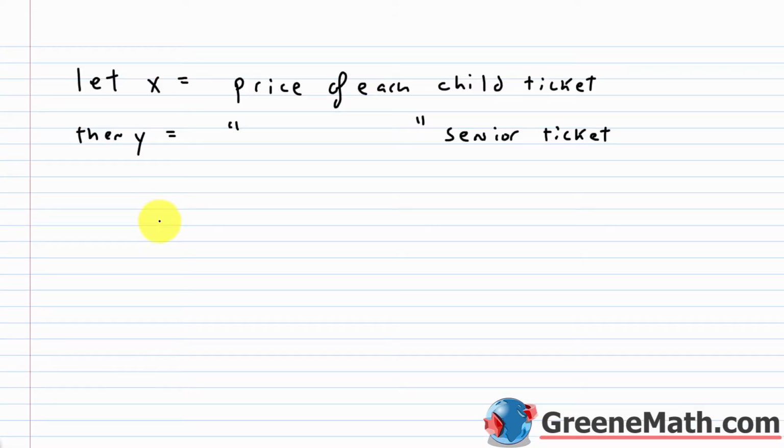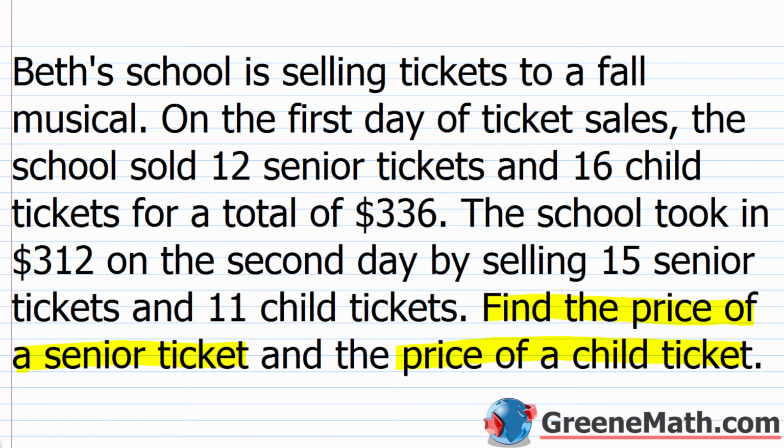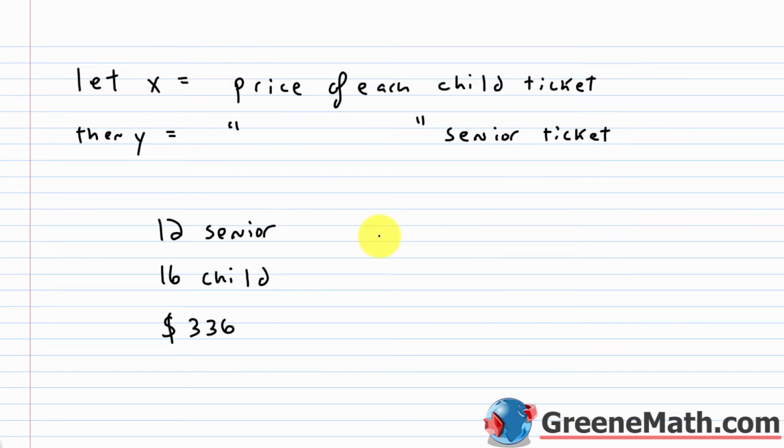So there were 12 senior and 16 child, and it was $336. Let's just save that information there. Let's go back. Now, the other scenario they give us says the school took in $312 on the second day by selling 15 senior tickets and 11 child tickets. So now we have 15 senior, and we have 11 child.